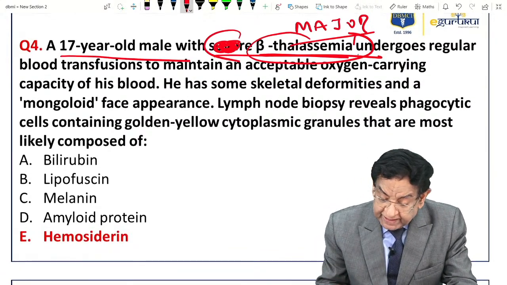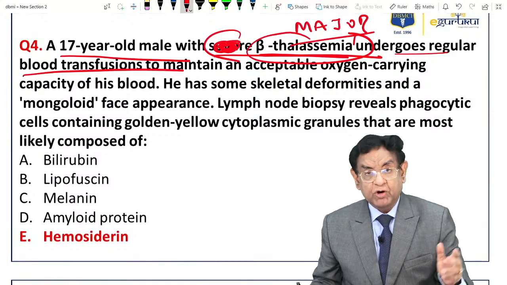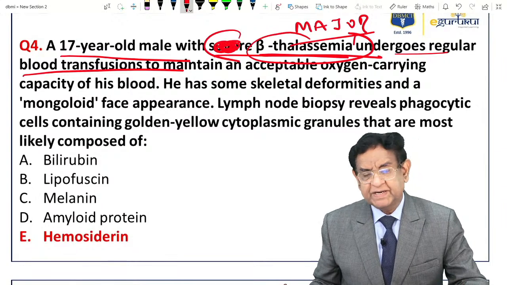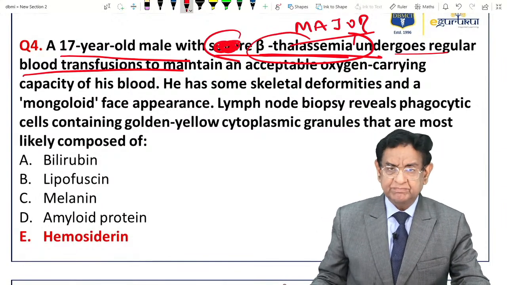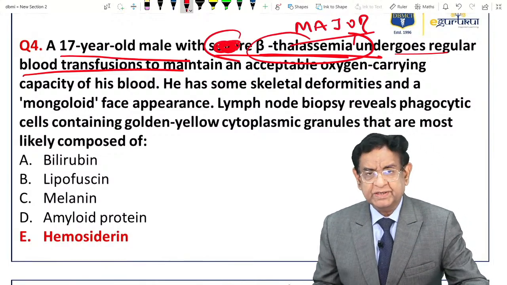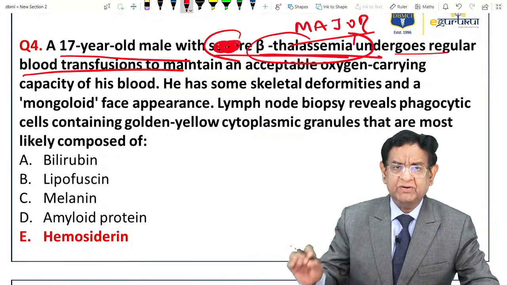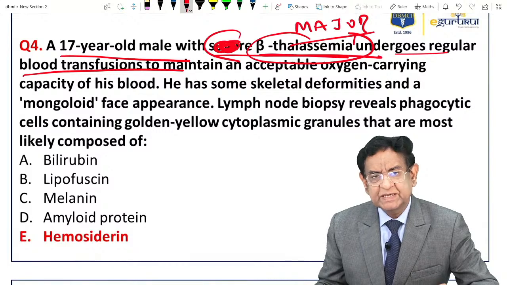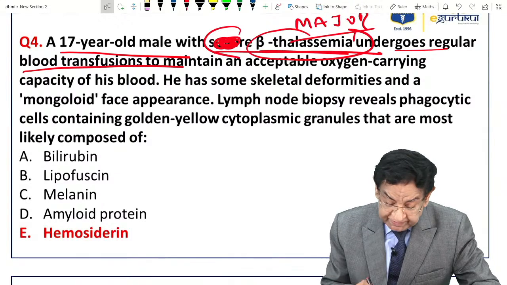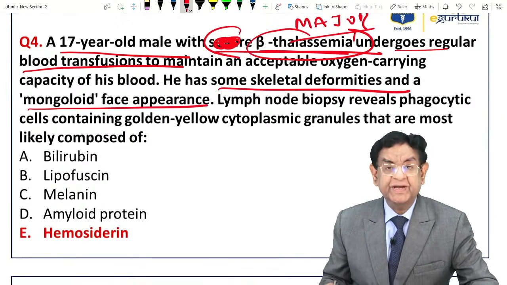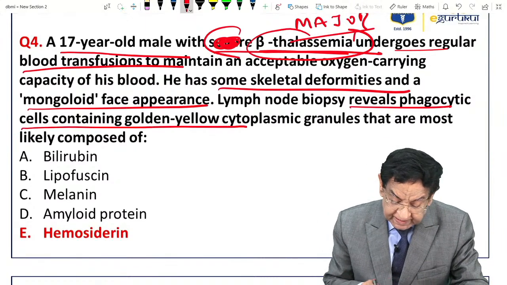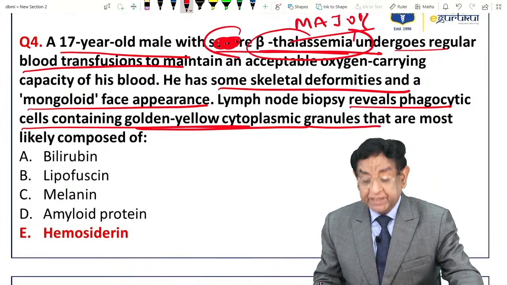He undergoes regular blood transfusion. We all know very well that in beta thalassemia, the only practical treatment is blood transfusion. Of course, the best treatment is bone marrow transplantation, but that is not very practical, not feasible, and very expensive also. As of now, the practical treatment is frequent blood transfusion. So they have skeletal deformities, a mongoloid face, the so-called chipmunk face. Lymph node biopsy reveals phagocytic cells containing golden yellow cytoplasmic granules.